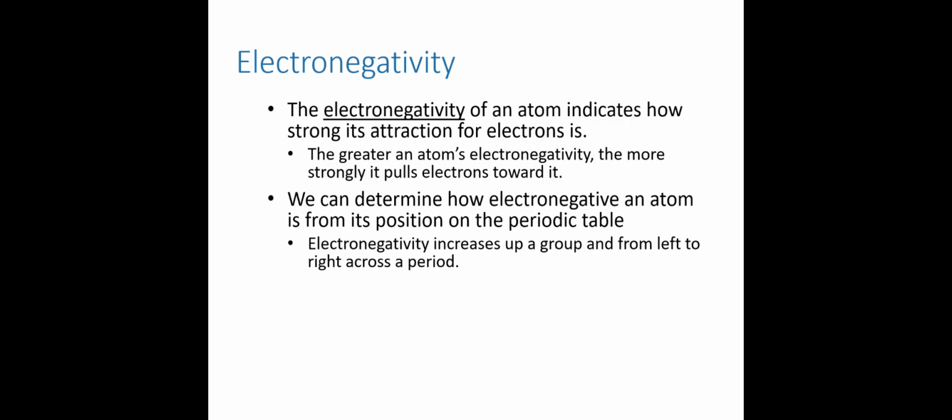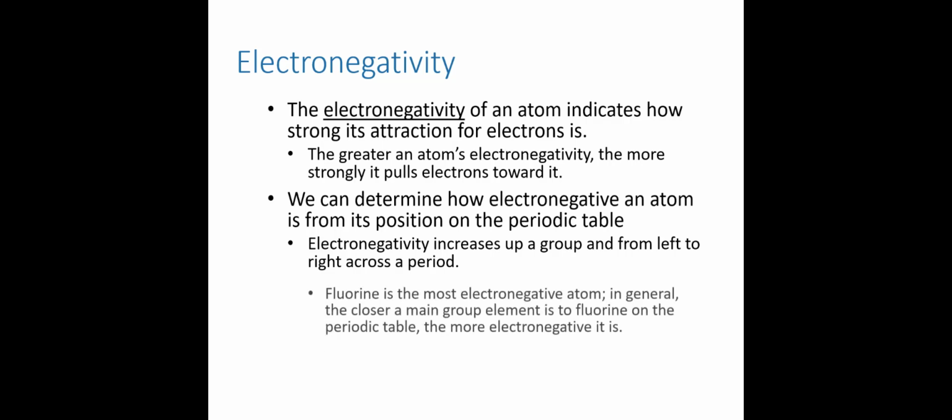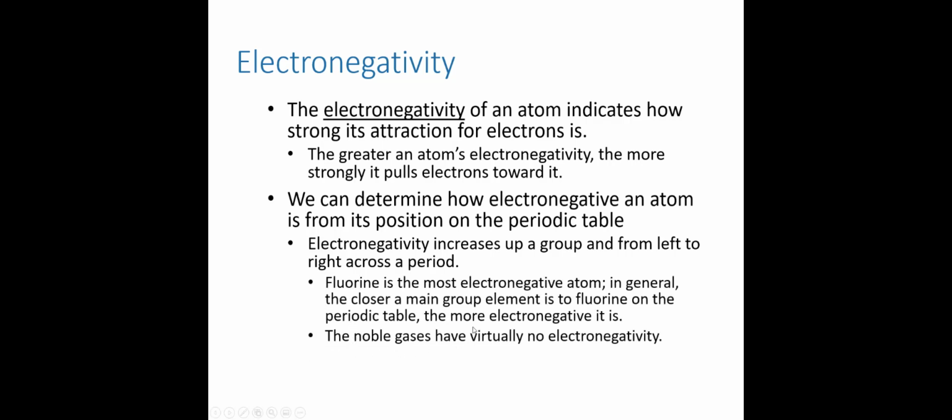So ultimately the elements with the greatest electronegativities appear in the upper right of the periodic table. The exception to that is going to be the noble gases. The noble gases have no electronegativity. That leaves fluorine in the upper right-hand corner because it's not a noble gas. It is the most electronegative atom by far. And a general rule is to say that the closer an element is to fluorine, the more electronegative it is.